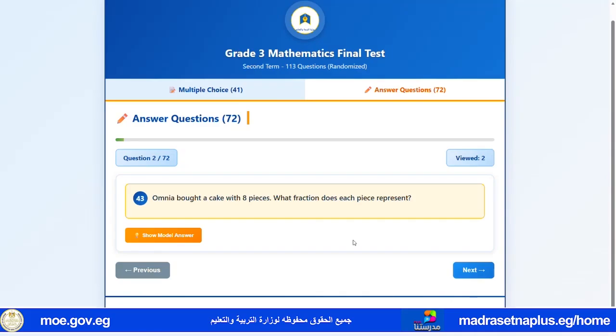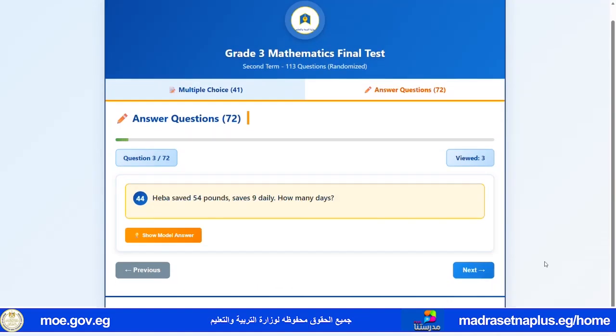Omnia put a cake with what? With 8 pieces. 8 parts of the cake. So each part is called, yes, is called. You can draw a cake and divide it into 8 equal parts. So each part is called what? Each part is called 1/8.